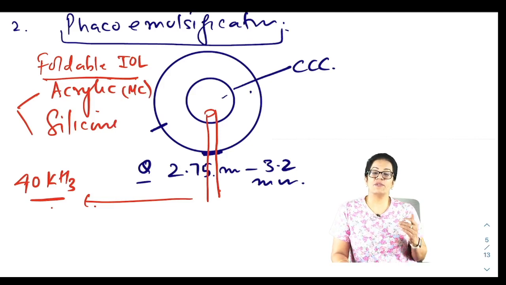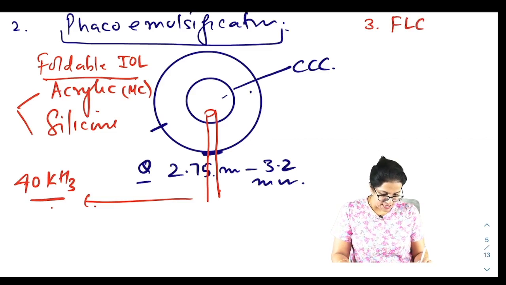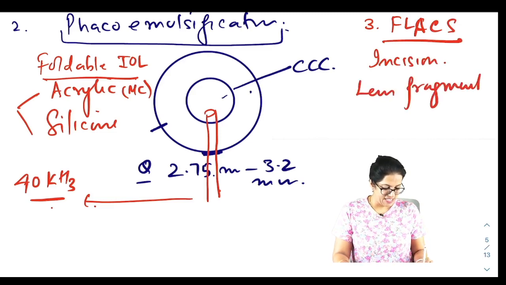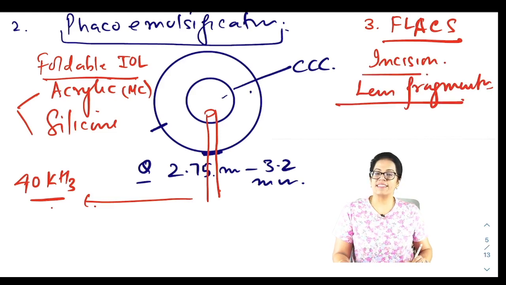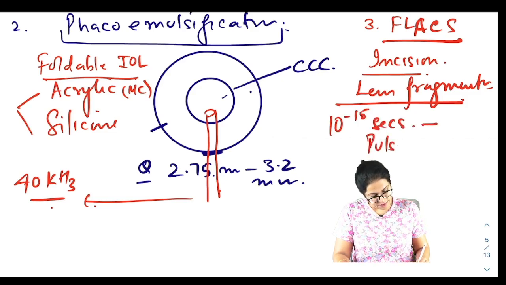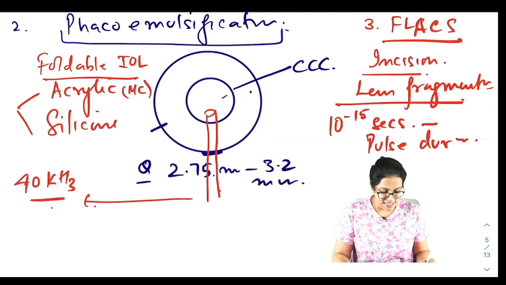And what is the next surgery? Of course, it is femtolaser cataract extraction. Again, we have learned about femtolaser assisted cataract surgery, isn't it? So, what does a femtolaser do? It does the making of the incision and breaking of the lens, that is fragmentation. Learned all, right? So, we will remember this. The question asked is what is the pulse duration of the femtolaser? It is 10 to the minus 15 seconds. Okay, so that is about femtolaser assisted cataract surgery that you should know.